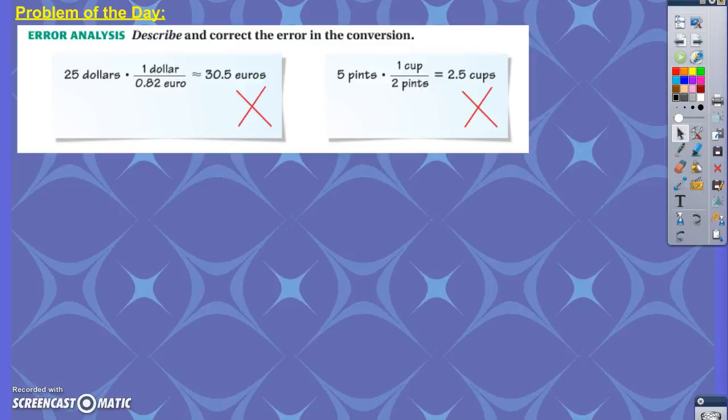Okay, so today we're going to start lesson 1.2 in our Algebra 2 book. Once again, you should know the drill by now. We have a problem of the day. It's an error analysis problem. Describe and correct the error in the conversion, and I have two of them. So obviously both answers are wrong.